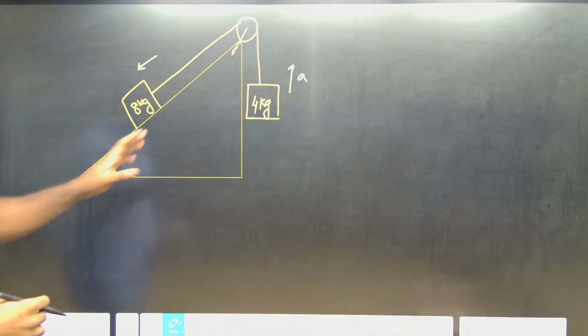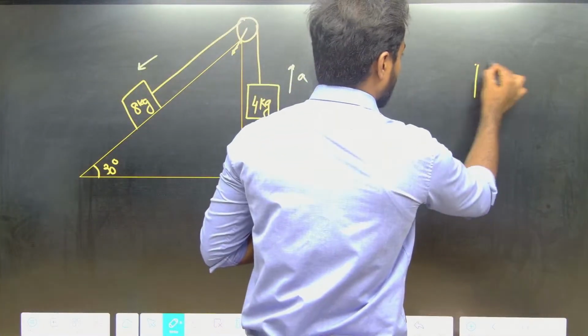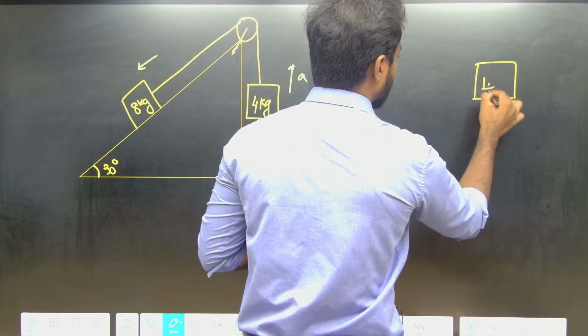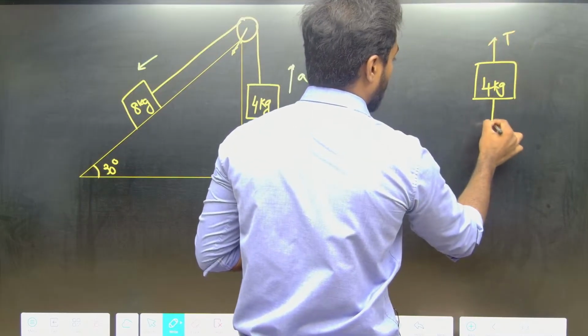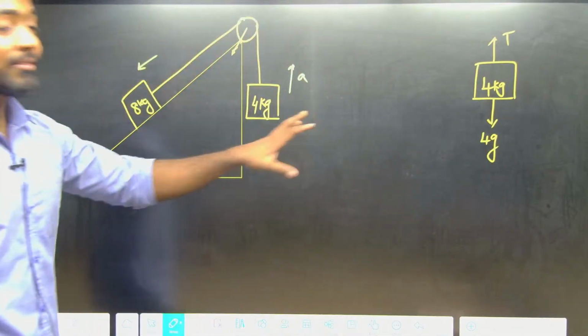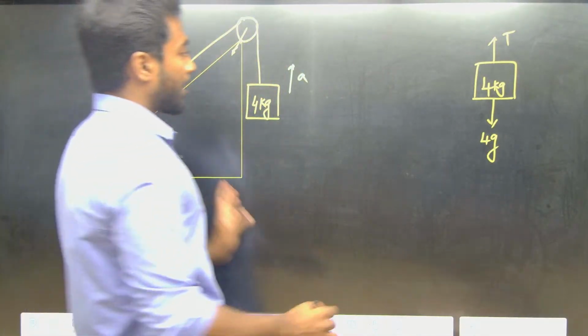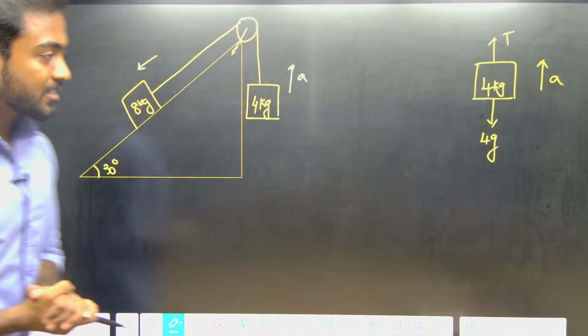When I talk about this block, I will draw the free body diagram as it is. Free body diagram of the 4 kg. Whatever the forces are acting, one is tension and one more is the weight, 4 into g, like mass into gravity, right? And the acceleration direction is towards up. Okay, we got the acceleration direction too.